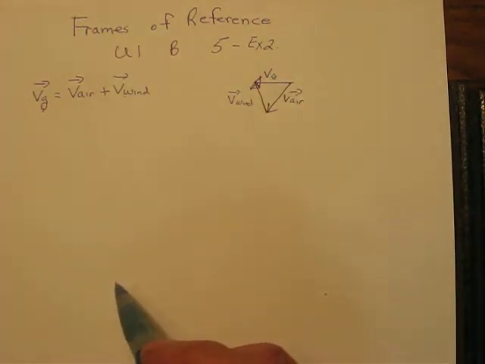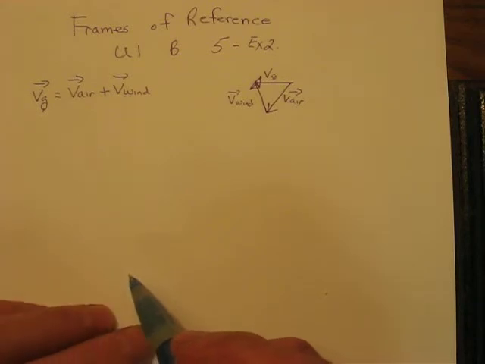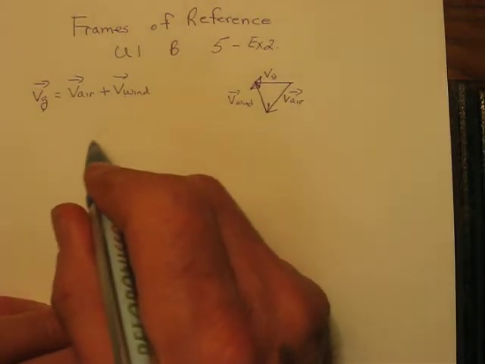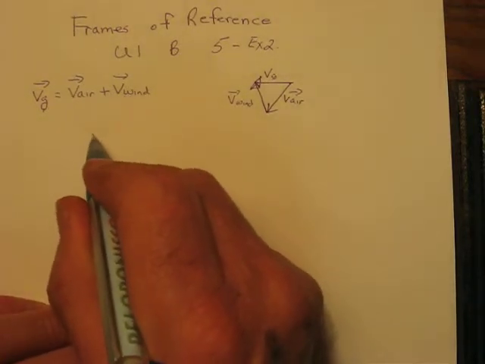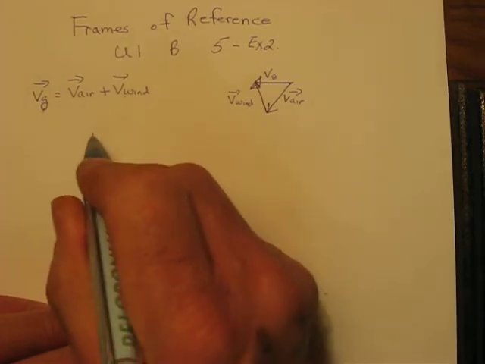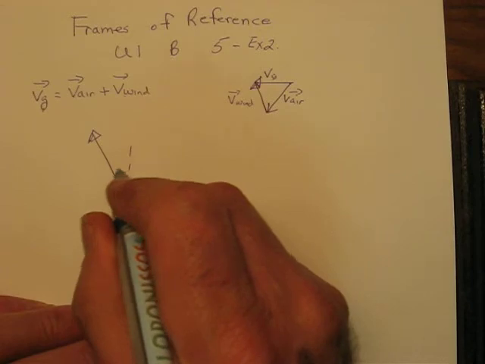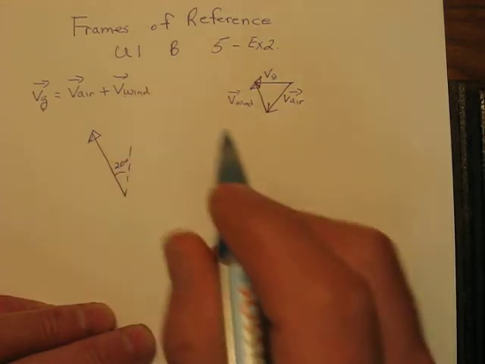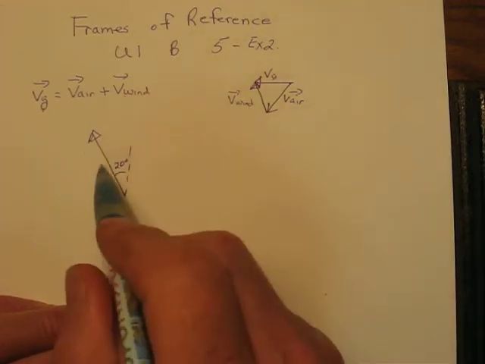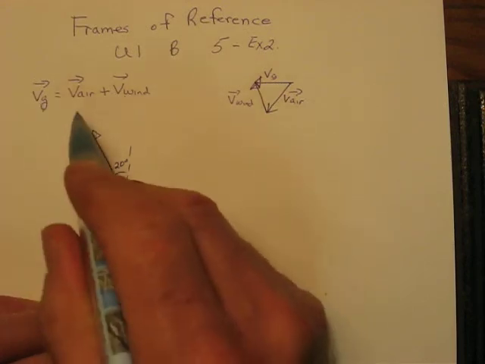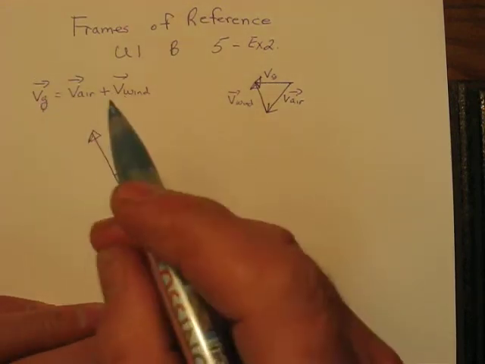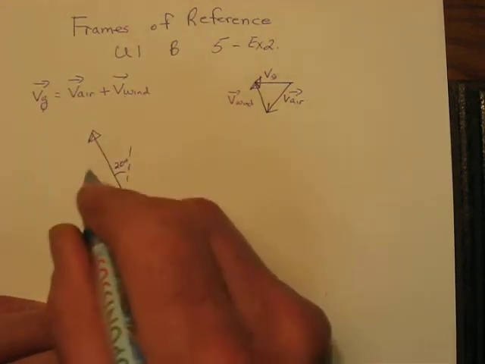Now let's look at example number 2 and see if we can produce the diagram. Make sure you've read the specific problem, but in this particular case it says that an airplane must fly northwest, north 20 degrees west. It must fly in this direction, so I'll draw a vector like this. This vector relates to VG. VG is where you actually move, where the plane is actually going to fly.